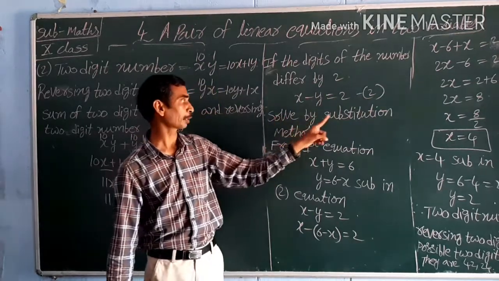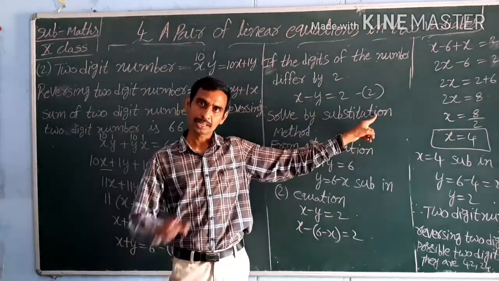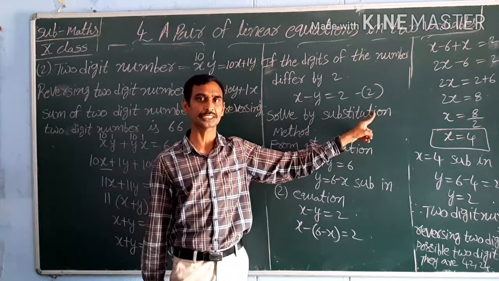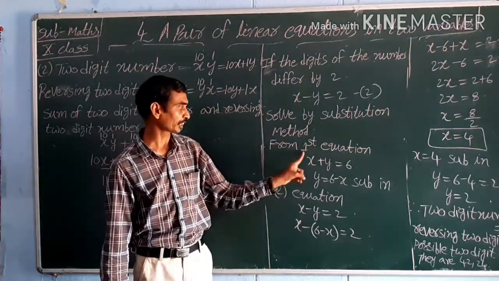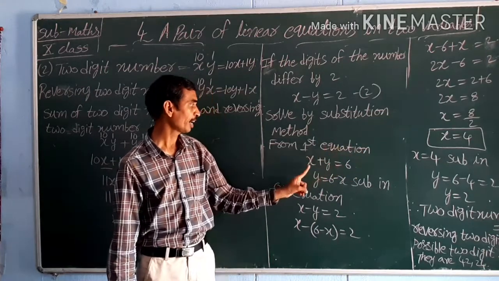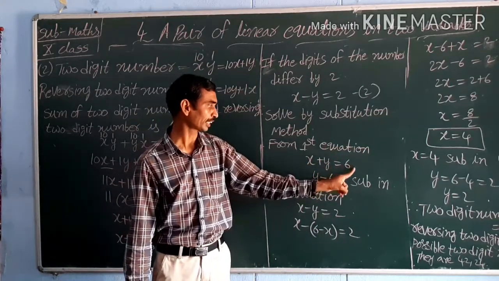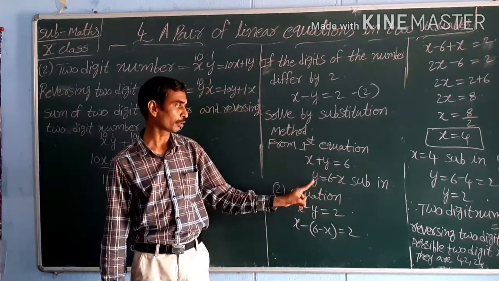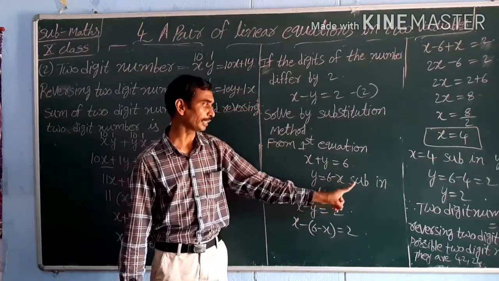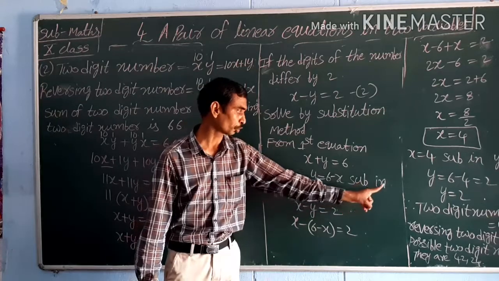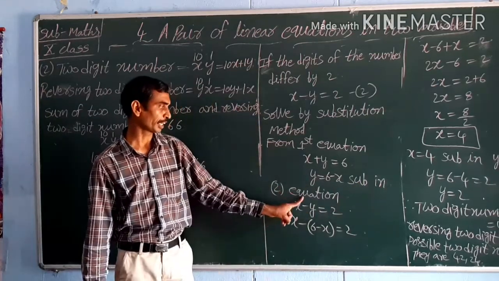Now solve by substitution method. Previous problem we discussed elimination method. Now I am doing substitution method. From first equation, what is the first equation here? x plus y is equal to 6. Here I am finding y value. Plus x coming here means minus x. y is equal to 6 minus x. This value substitute in second equation.